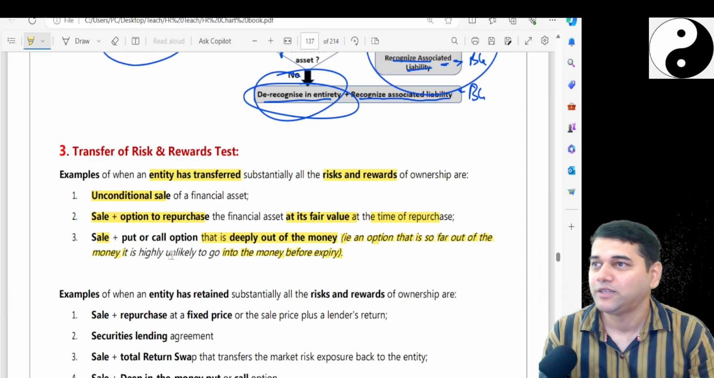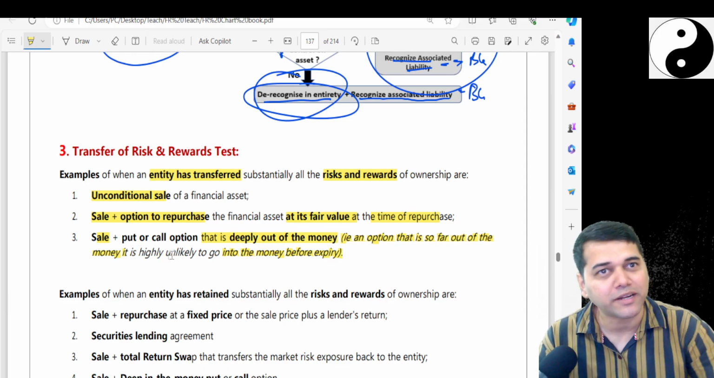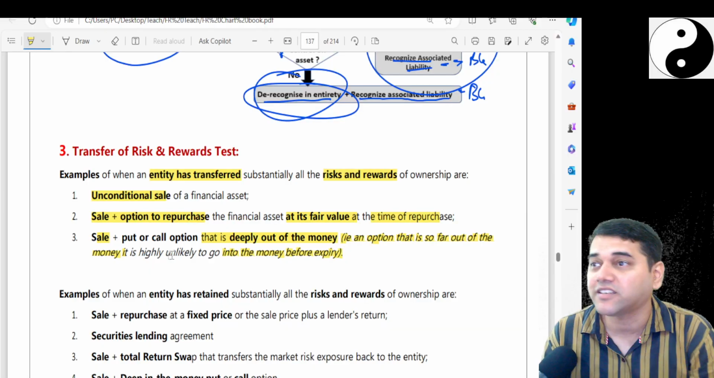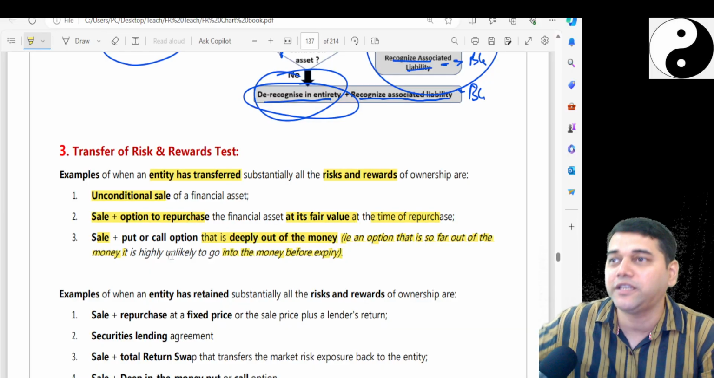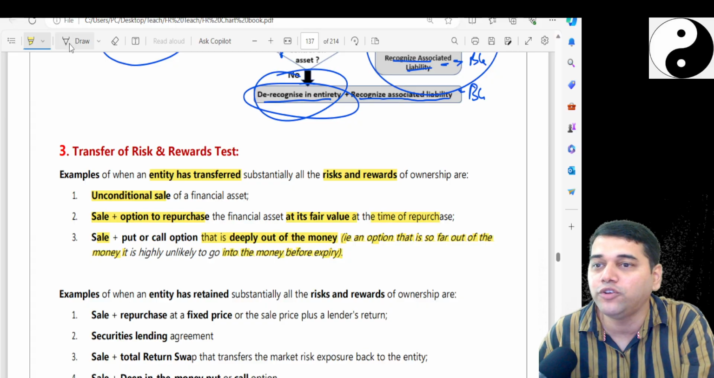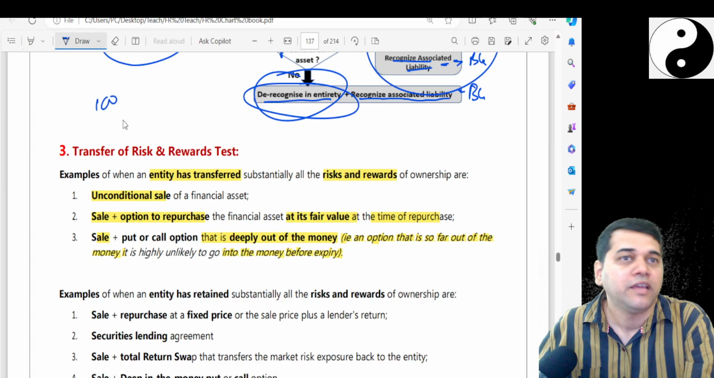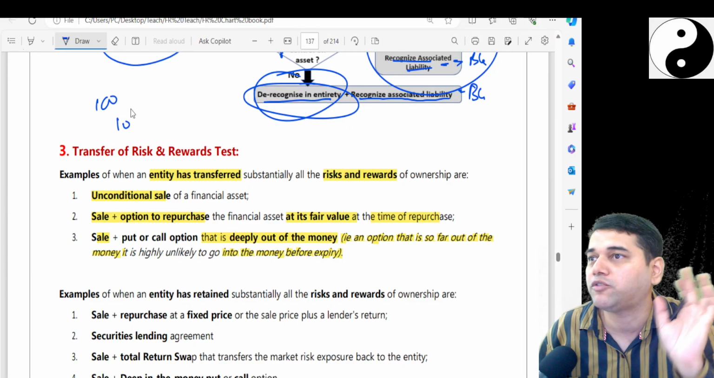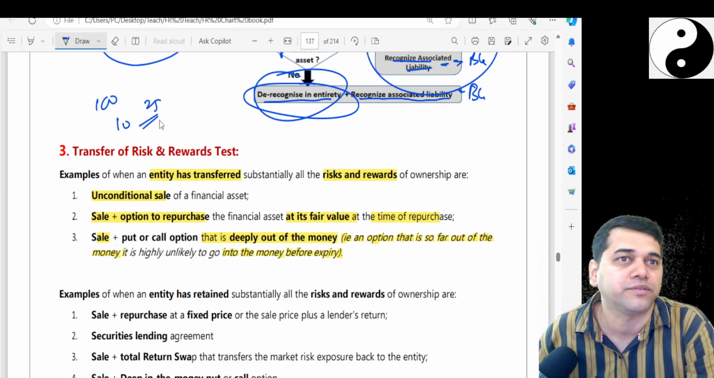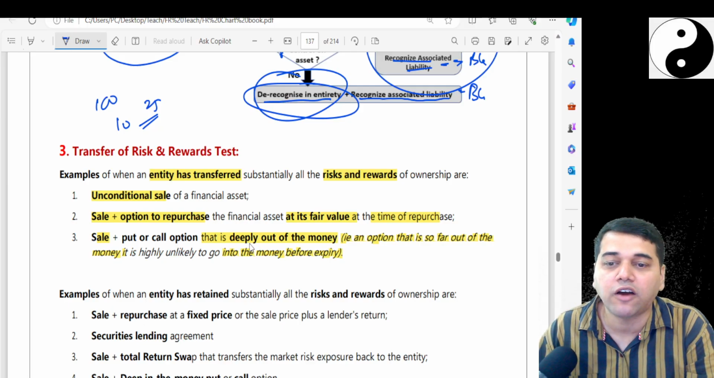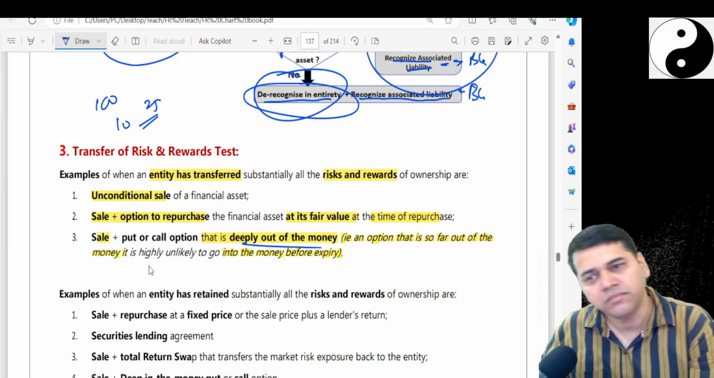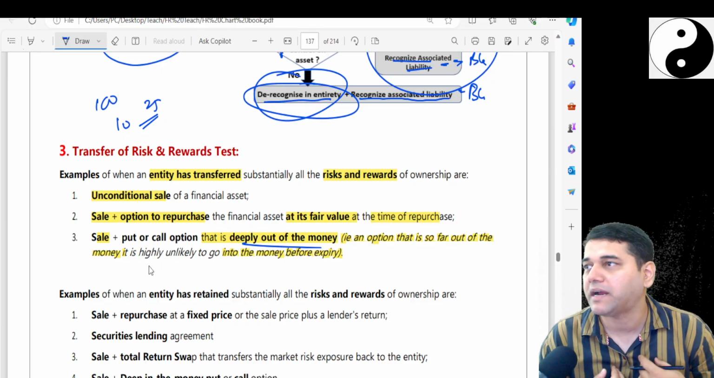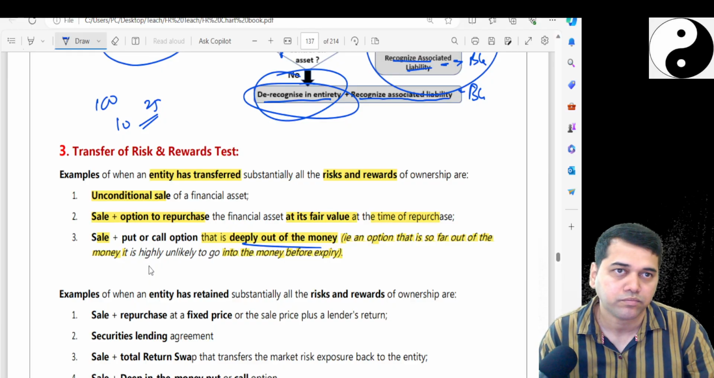People will tell, no, you take this vehicle. If you are not happy, you give it back to me. But the put exercise price is so deeply out of money that you will not exercise it. Like I have sold you for 100 rupees and say, if you are not happy, you can sell it back to me at 10 rupees. And I know that you will never come back to me because its scrap value is 25 rupees. This is called deeply out of money. If such a contract comes, we can say that we have transferred fully risk and reward, because the buyer is not going to give it back to me, nor am I going to take it back from you. Are you clear?